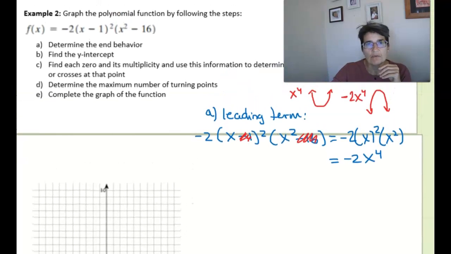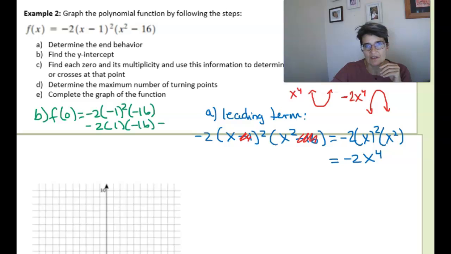All right, let's find the y-intercept. So part B, the y-intercept is when I plug in x is 0. So I have -2(-1)^2(-16). So we have -2 times +1 times -16, which is +32. So my y-intercept is at (0, 32).